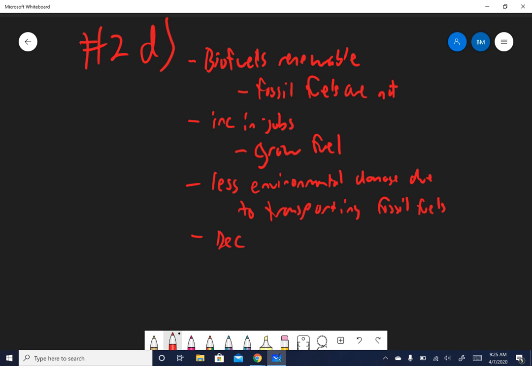A decrease in dependency. I don't know how to spell dependency. Decrease in dependency on fossil fuels from other countries. If we could grow all our biofuel here, we would have less dependency on fossil fuels. So you have to really explain that and discuss it. You can't just say decrease in dependency on fossil fuels. Why? Because we could grow our own biofuels. We wouldn't rely on foreign oil, let's say. All right, so there's 2D.